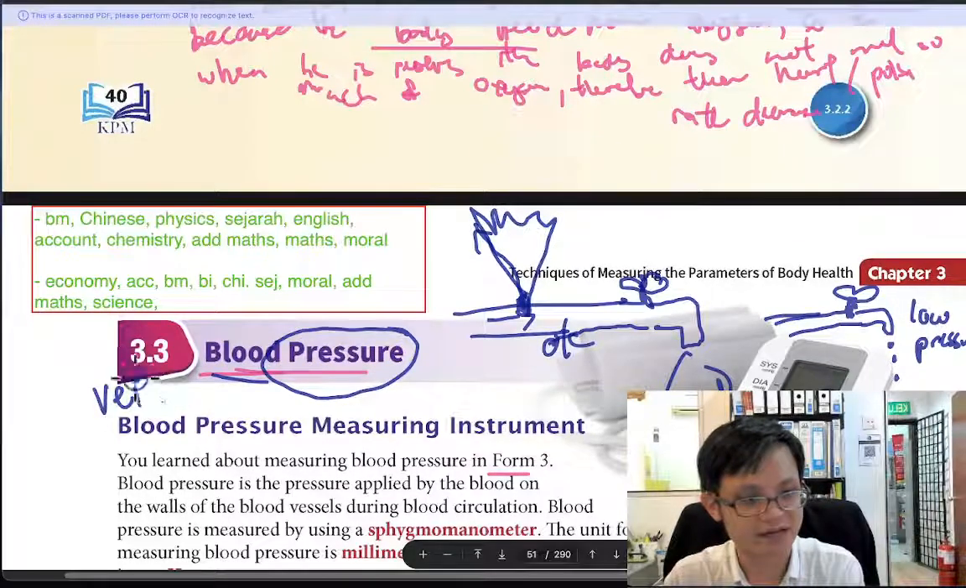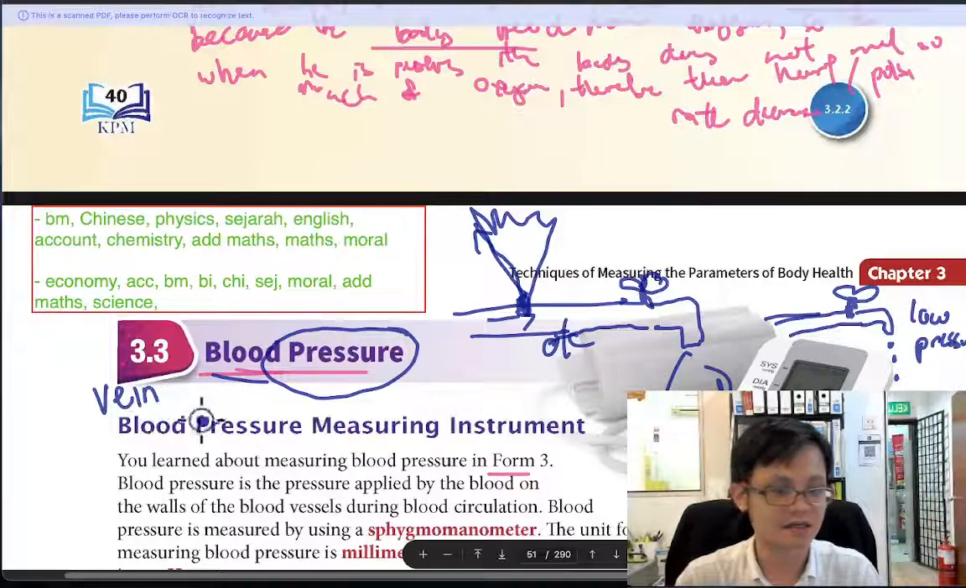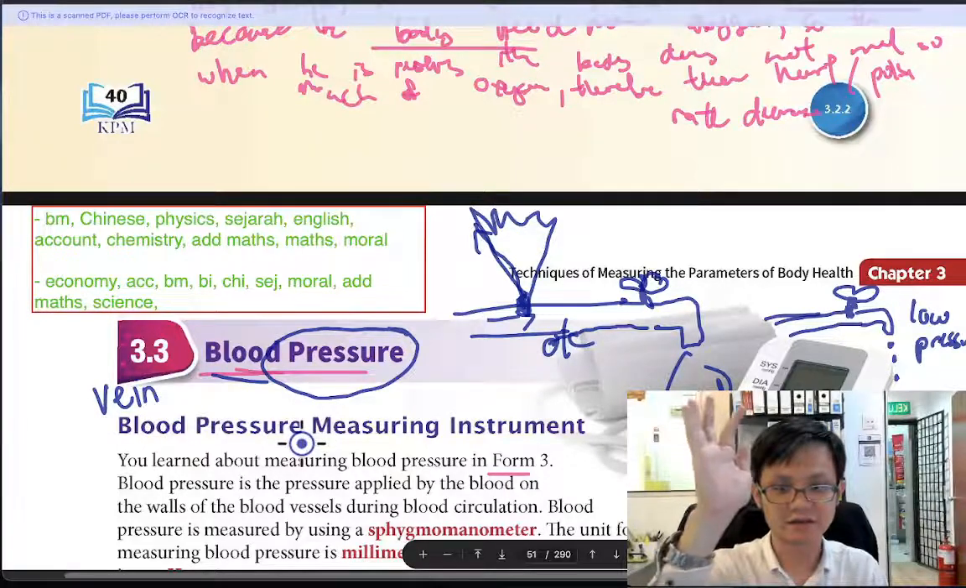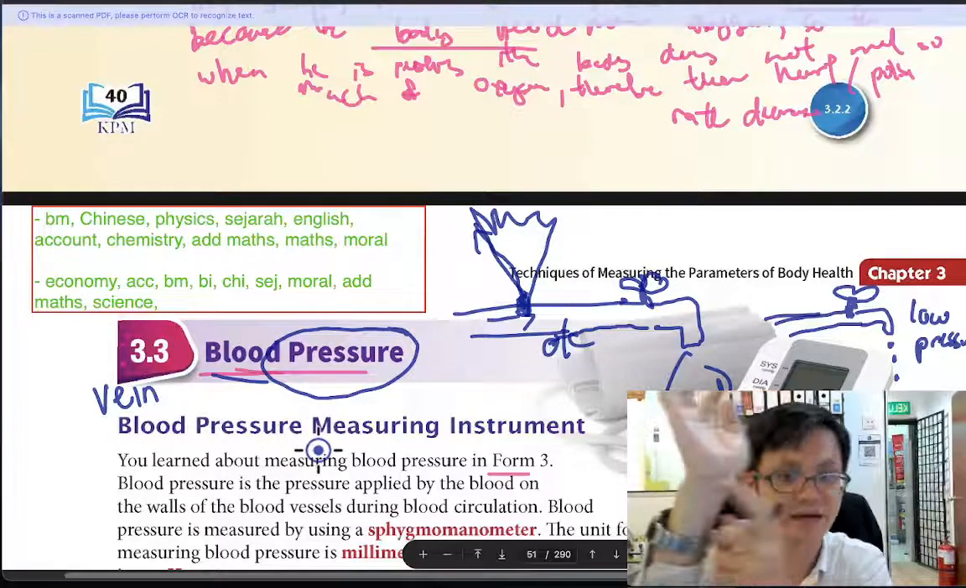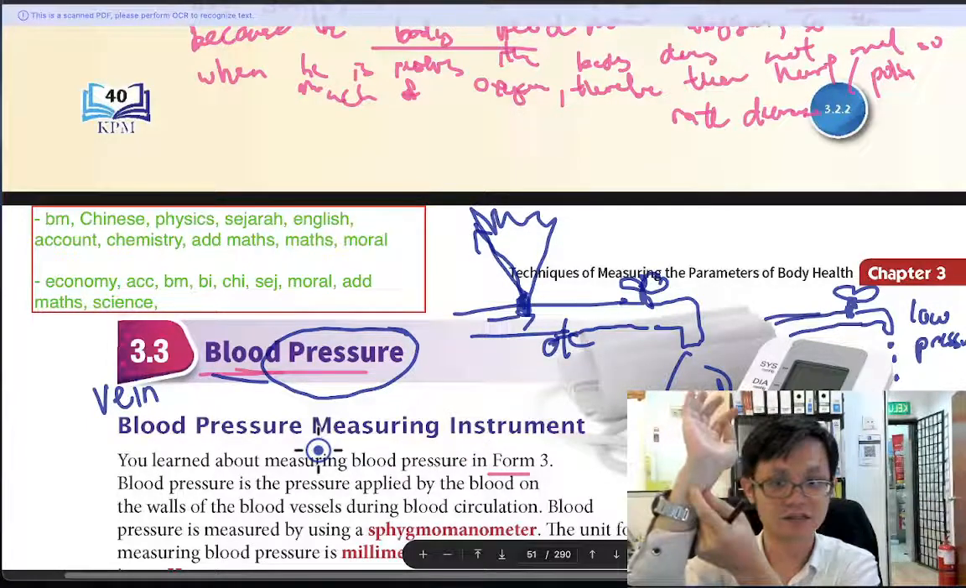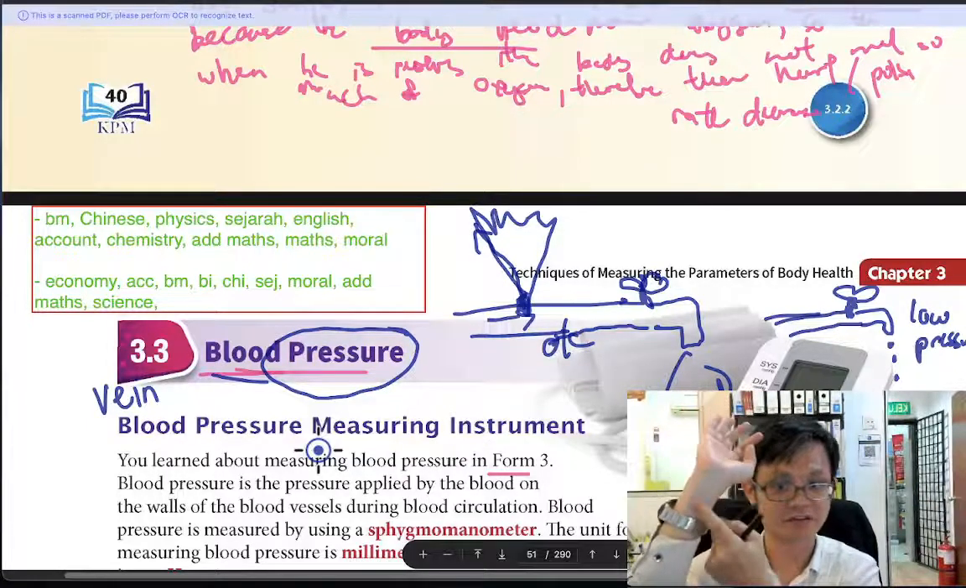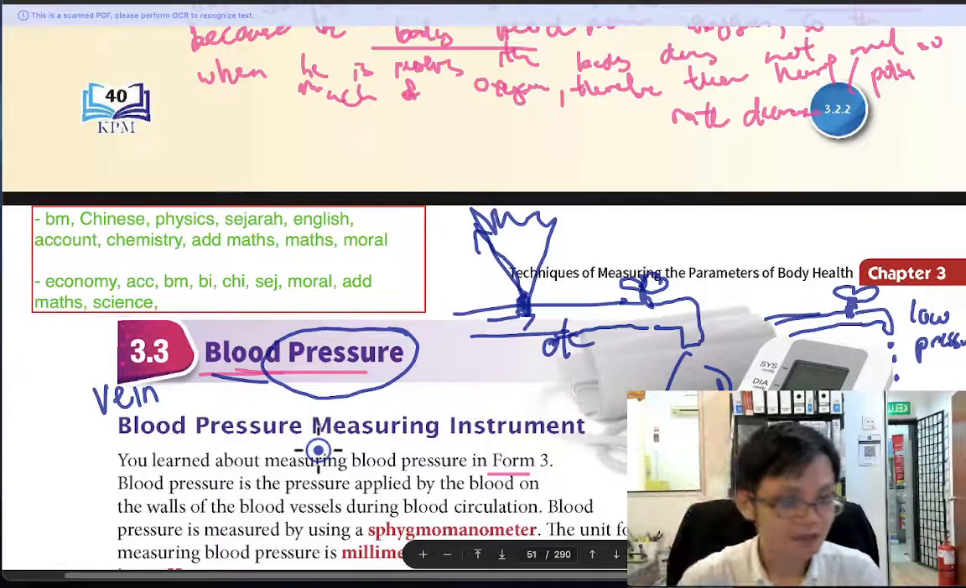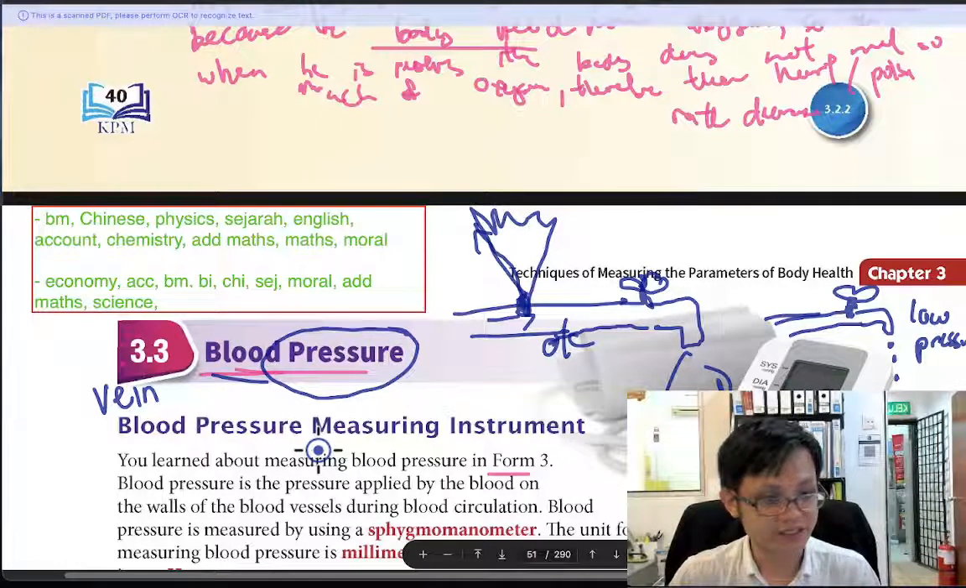Blood pressure means also in our body we have veins. We also have pipes, but we don't call it a pipe, we call it a vein. So you can see my vein in my hand here. This is the vein. If I cut it, the blood will come out here. And the blood pressure could be high and could be low.